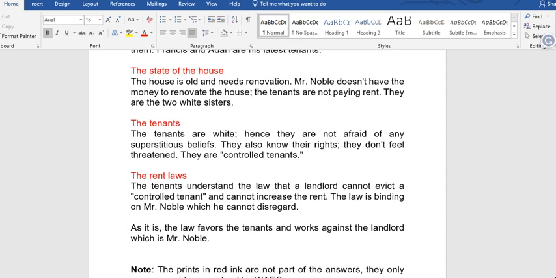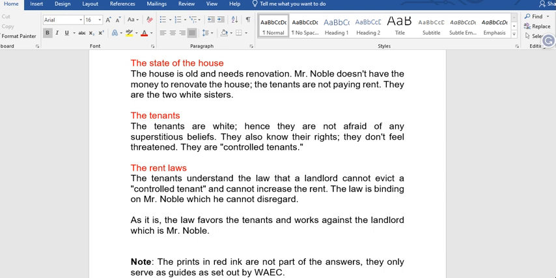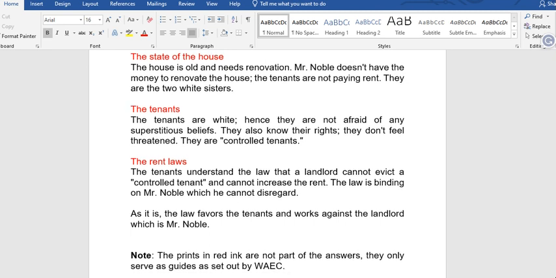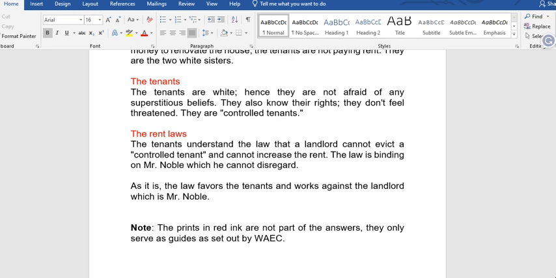Now the state of the house. The house is old and needs renovation. Mr. Noble doesn't have the money to renovate the house. The tenants are not paying rent. They are the 2 white sisters. The rent they are supposed to pay is not paid to Mr. Noble. The tenants are white, hence they are not afraid of any superstitious beliefs. They also know their rights. They don't feel threatened. They are controlled tenants.